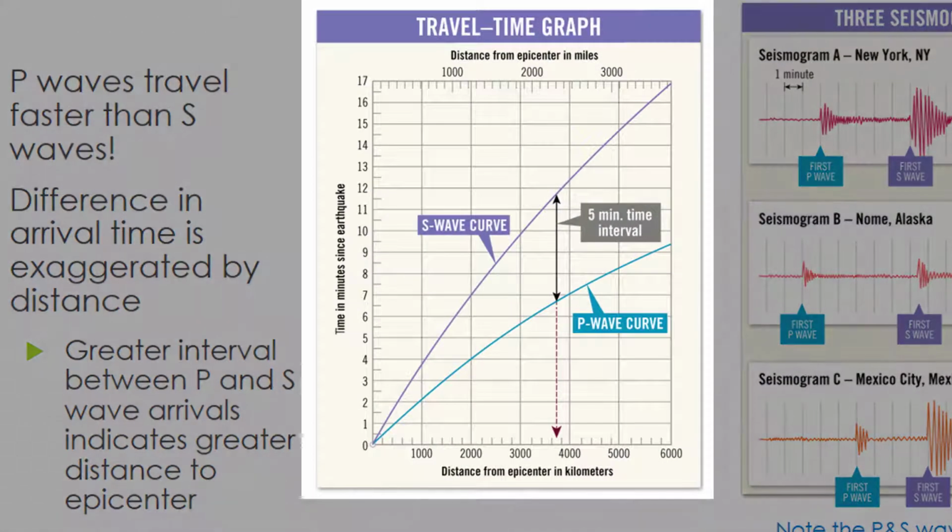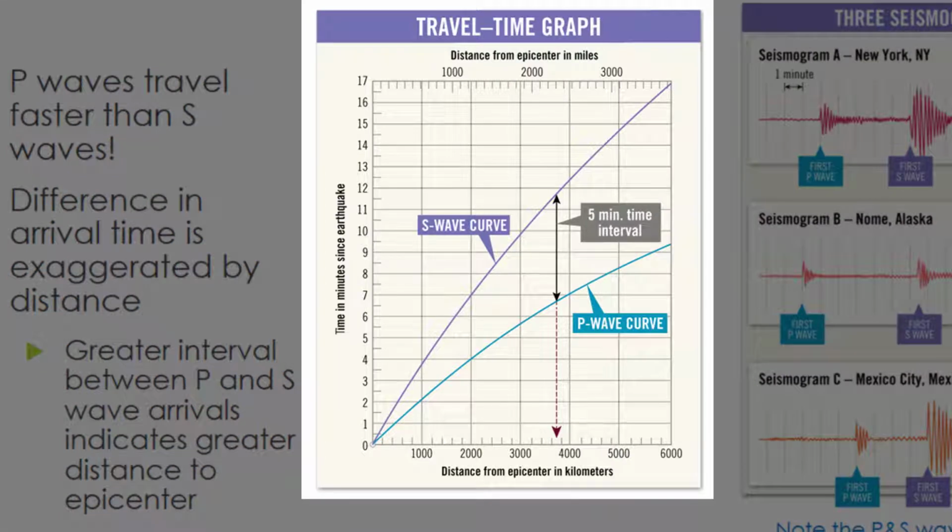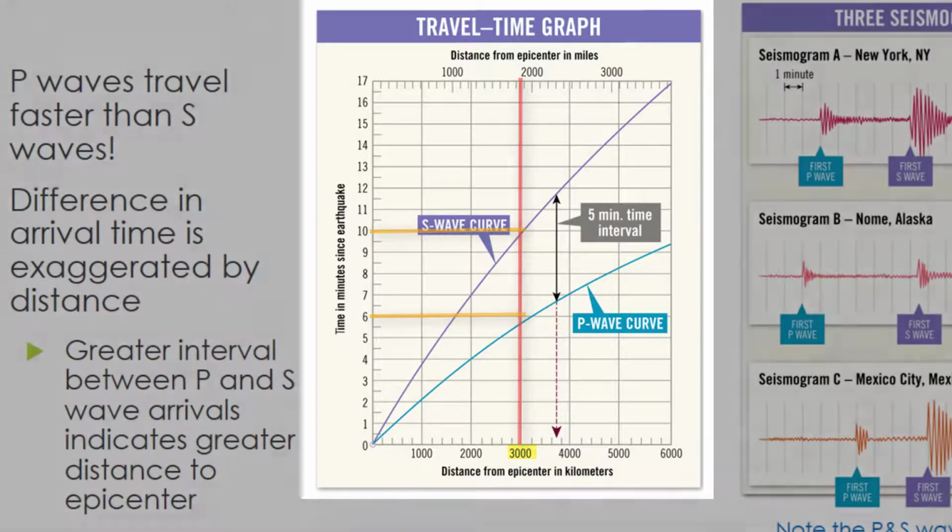Let's go back to that travel time graph and try to figure out where there's a difference of 4 minutes between the P waves and the S waves. If you look at the vertical line that represents 3,000 kilometers, it appears to me that the corresponding S wave time would be about 10 minutes, and the corresponding P wave time would be about 6 minutes, maybe a little less. So at 3,000 kilometers, I would say it's slightly more than 4 minutes difference.